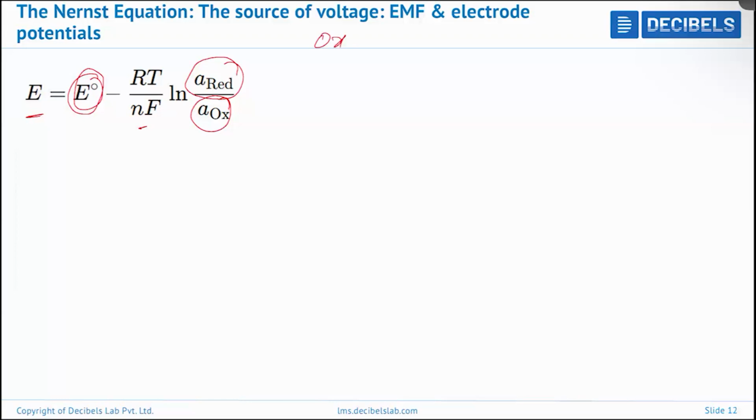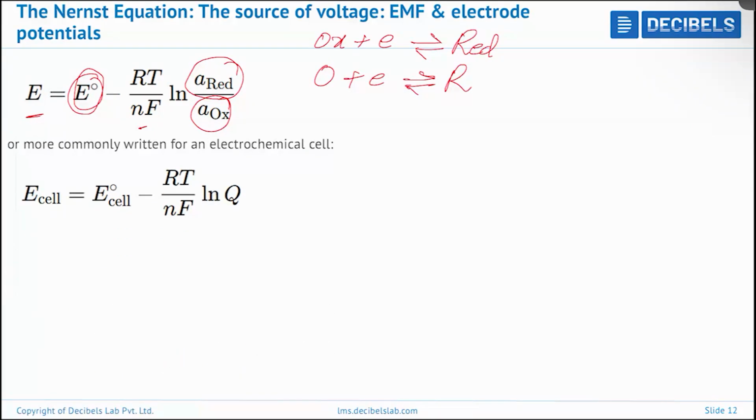Generally the Nernst equation is defined for Ox, meaning oxidized species, which accepts electrons and forms the reduced species, or some report it like this. This is also correct. Both are the same. O means oxidized, meaning electrons have already been removed. R means it can donate electrons. So it is more commonly represented by Q.